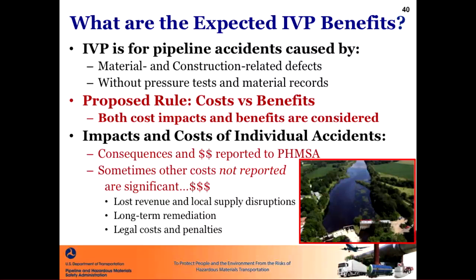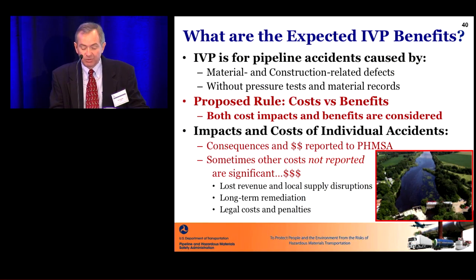The proposed rule, we will look at the cost and the benefits. And both those impacts and benefits are considered before we go forward. In other words, we may talk about something that we would consider in a rule, but as we look at the cost benefit, if it's not effective, we may take something out, we may modify the diameter that it's applicable to, the percent SMICE, we go back and look at that.